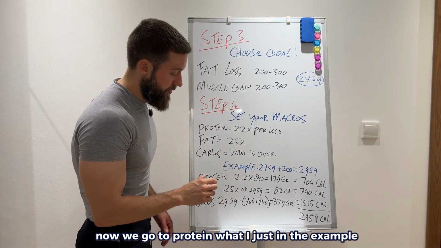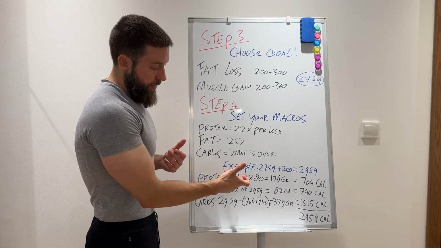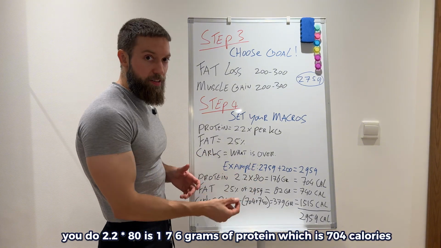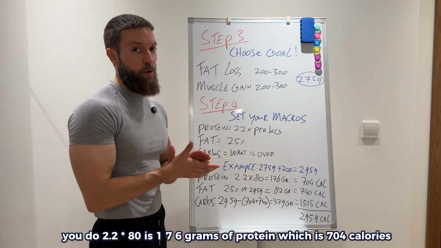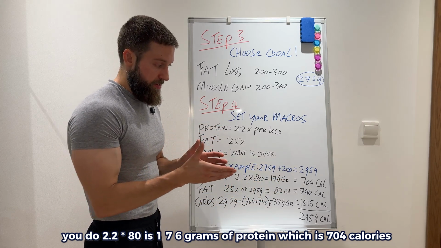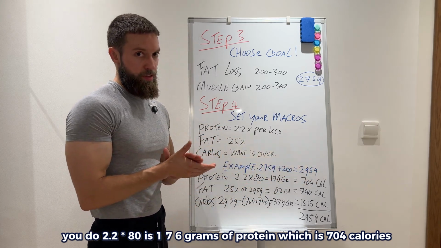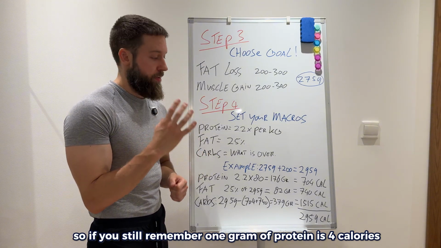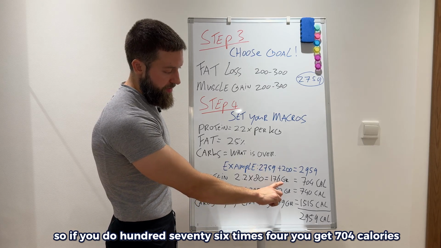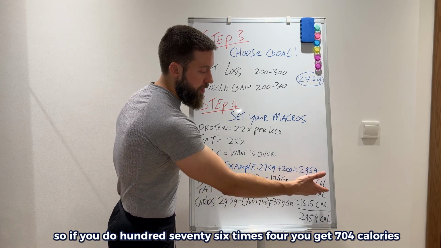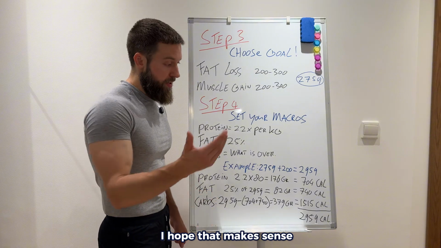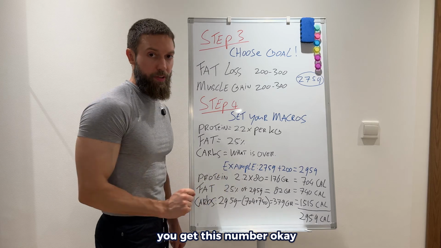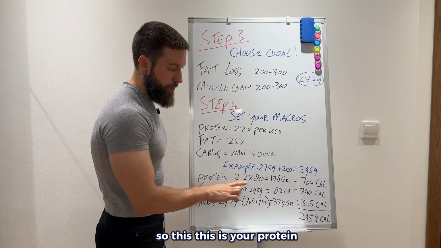Now we go to protein. In the example, the person was 80 kilos, so you do 2.2 times 80, which is 176 grams of protein, which is 704 calories. If you still remember, 1 gram of protein is 4 calories. So if you do 176 times 4, you get 704 calories. I hope that makes sense. It's the same if you have 704 calories and you divide it by 4, you get this number. So this is your protein.